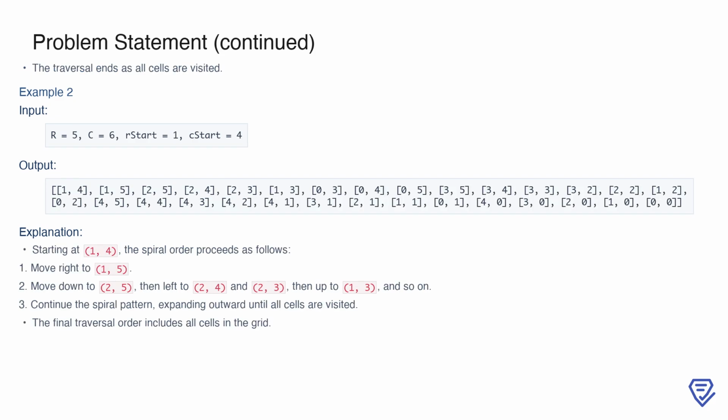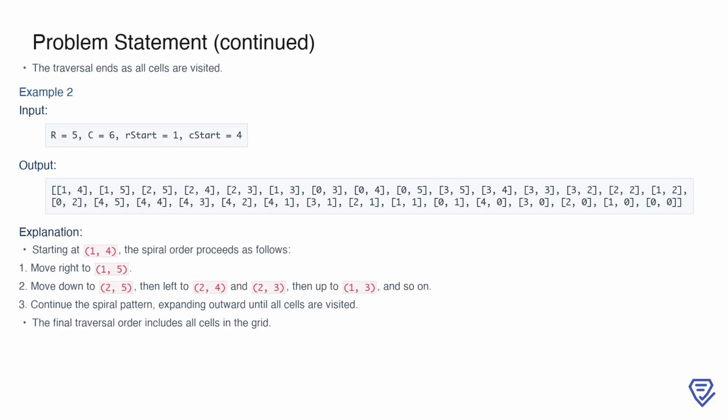Now, let's consider a more complex example. Here, the grid has 5 rows and 6 columns, and the starting position is 1, 4. The spiral traversal begins by moving to the right, visiting 1, 5. Next, the traversal proceeds downward to 2, 5, then to the left, visiting 2, 4, and 2, 3. From there, it moves upward to 1, 3, and the pattern continues, expanding outward in a spiral until every cell in the grid is visited.